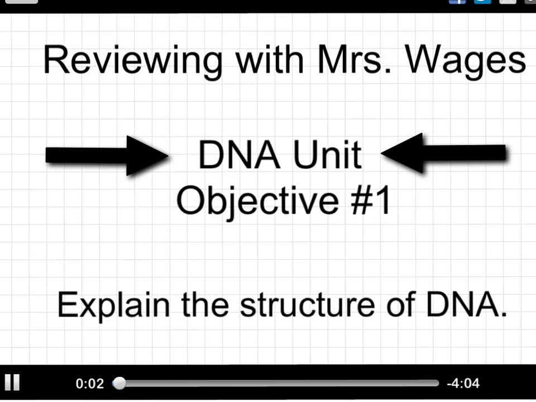This video is meant to review Objective Number 1 of the DNA unit. Objective 1 asks you to explain the structure of a DNA molecule. Let's get started by looking at the structural components of DNA, the nucleotides.